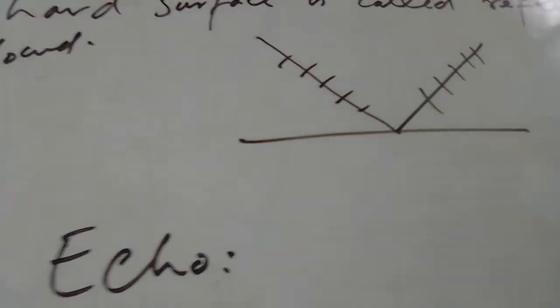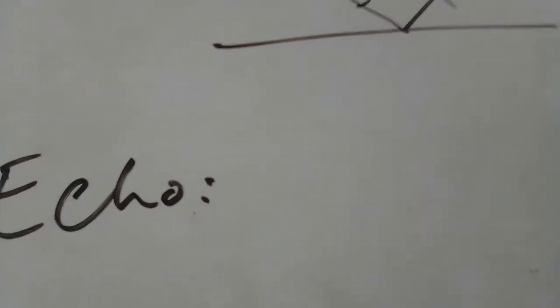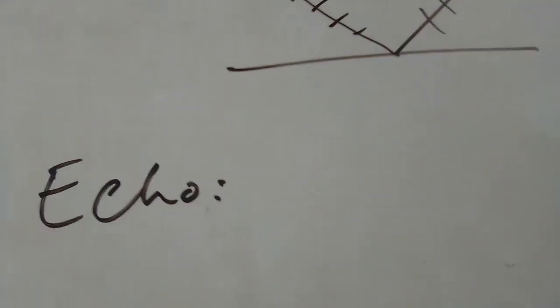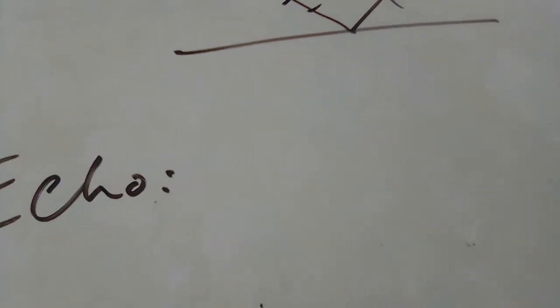Echo: the phenomenon due to which the repetition of sound is heard after reflection from a distant object, such as a high building or rocks, after the original sound from a given source has died out, is called echo. Or the repetition of sound by reflection of sound waves from a surface is called an echo.